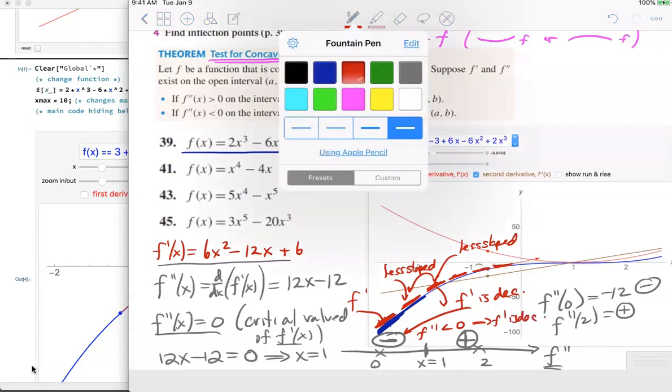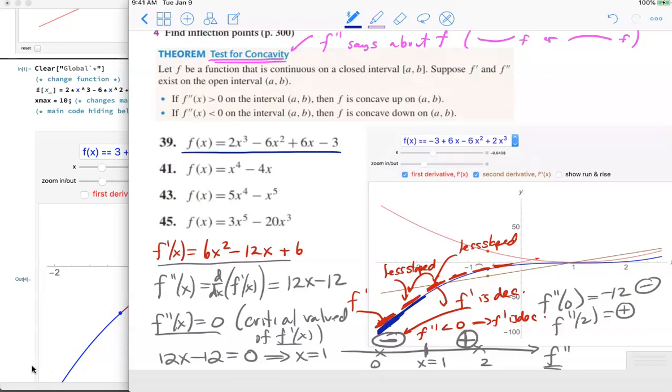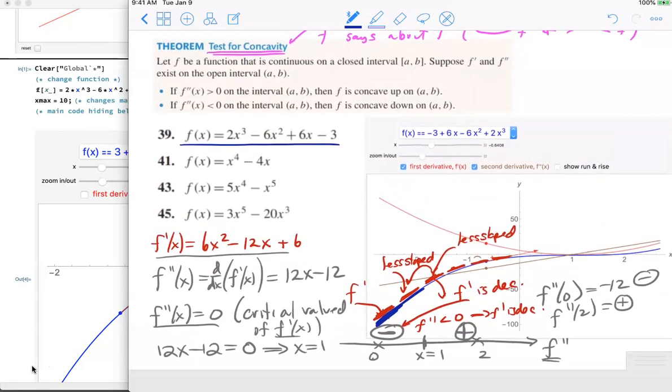But then the second derivative also had something to say about the function f itself. So what we're seeing here is that this negative sign, if we look at the function f, and then we look at x equal to 1, we know that when x is less than 1, because the second derivative is negative, the function is going to be concave down, and when x is bigger than 1, the function is concave up.